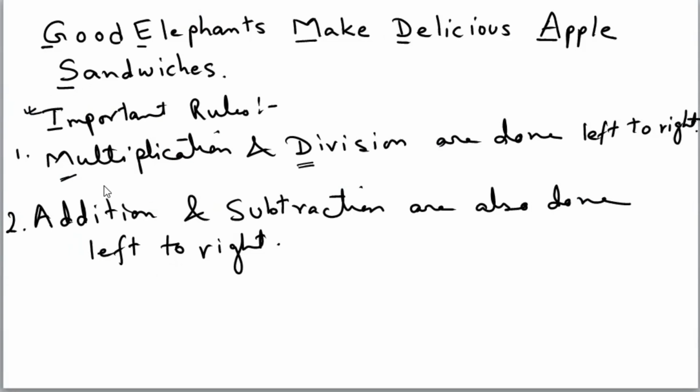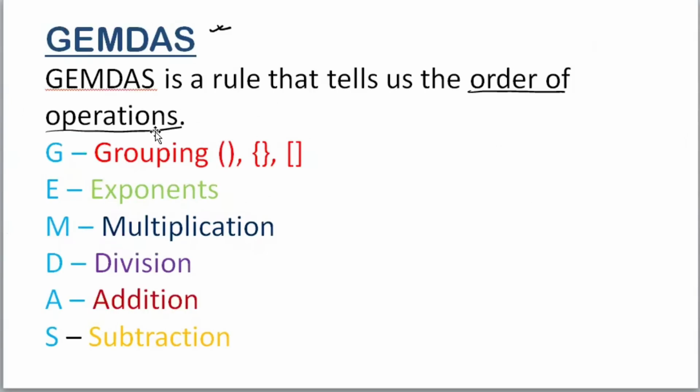If you forget and solve it without using the left to right rule, then your answer will be wrong. You will say that you followed GEMDAS and did accordingly, but still your answer is wrong, because you forgot the rule that multiplication and division are done left to right, and addition and subtraction are also done left to right. So always remember, keep in mind. Okay, I hope you understand what GEMDAS is and how we can solve problems with different operations, and how we can use GEMDAS, the order of operations, to solve maths problems.